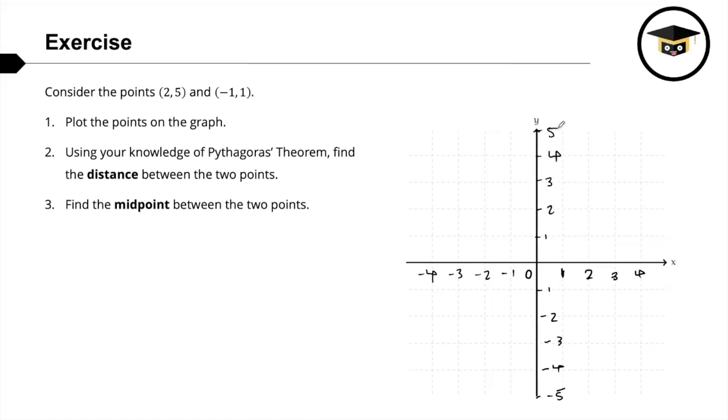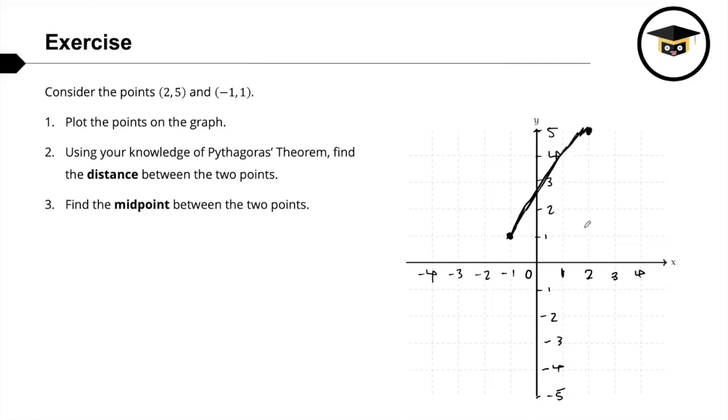So plot the point 2, 5. We're going along our x = 2 and we're going up to 5. So here, and then -1, 1. So over here, -1 and 1 right here. Now we want to use our knowledge of Pythagoras' theorem to find the distance between the 2 points. First I might just draw a straight line between them. So there we go. We've joined them together.